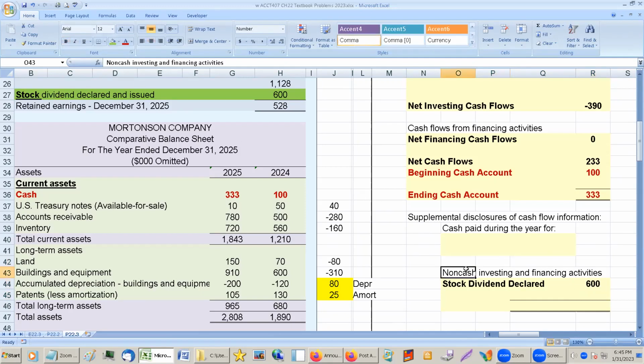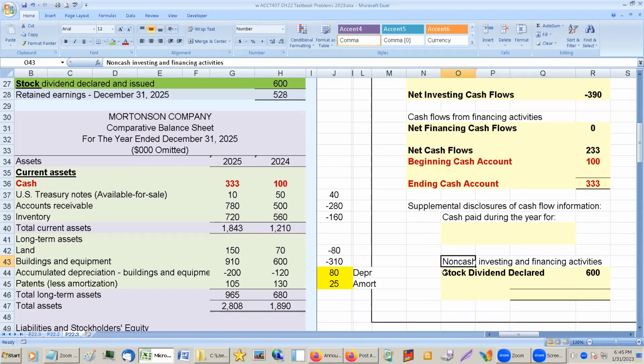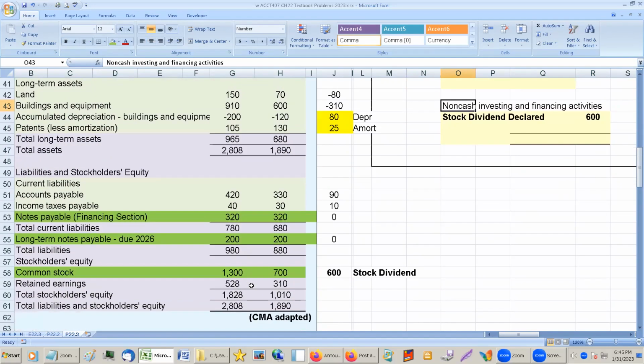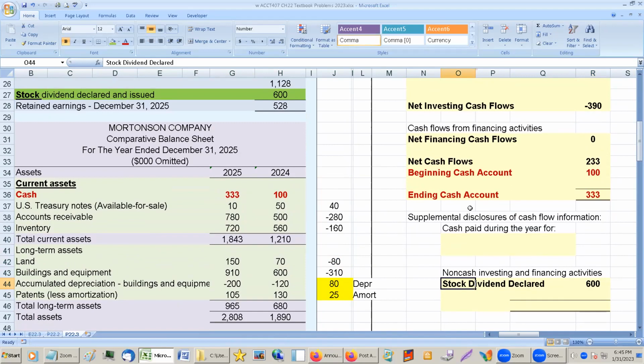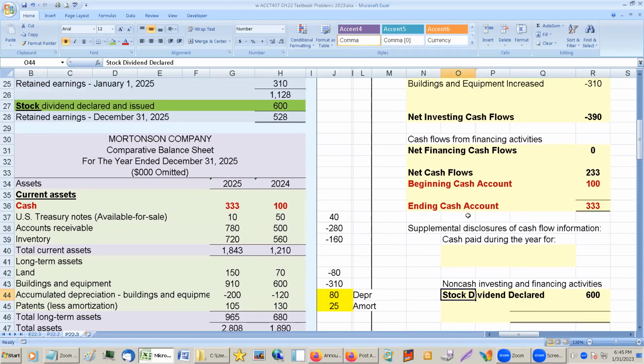Basically, your listing of non-cash activities is so that people who might wonder why the common stock account went up, why there wasn't any extra cash for it, can see that it was really just given to people. No cash came in. Any questions on that?